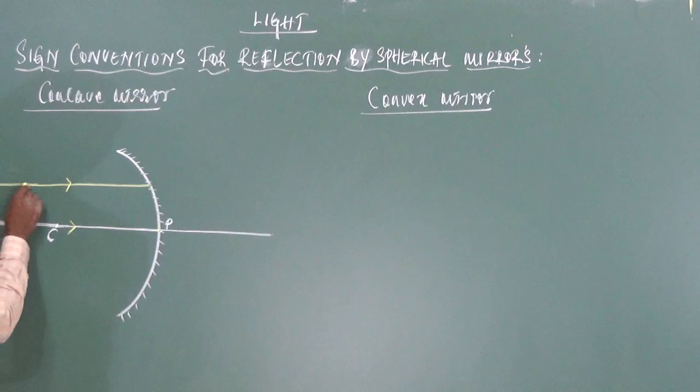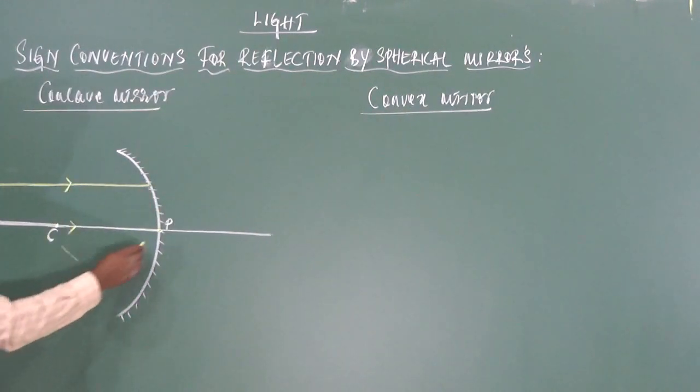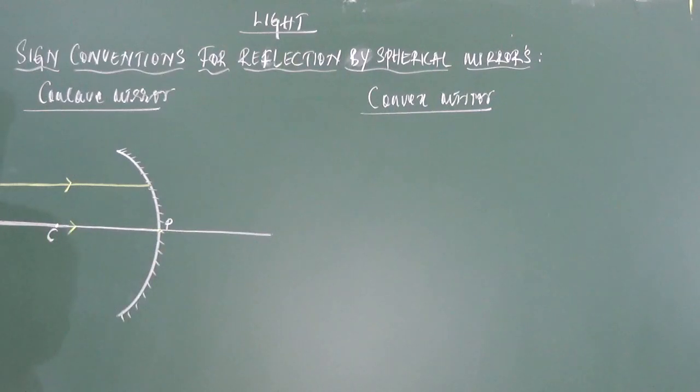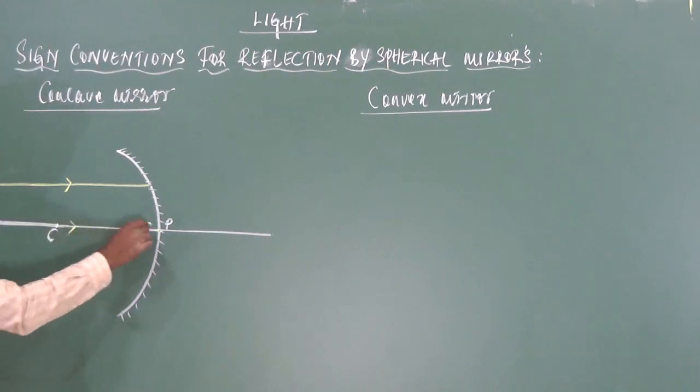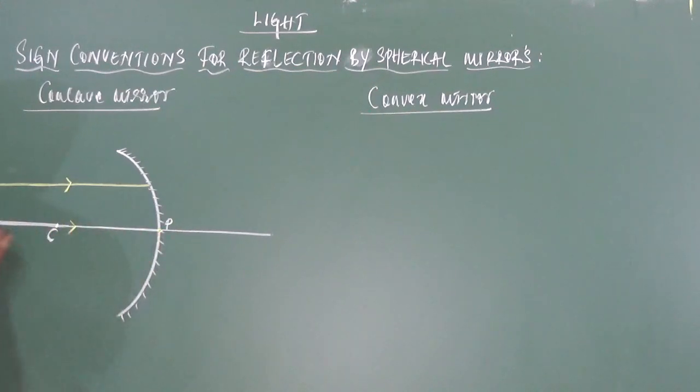This is the direction of the incident light ray. Light rays are moving in this direction. So you are measuring from here to here. Any particular object distance from the mirror is to be measured from the pole of the mirror.